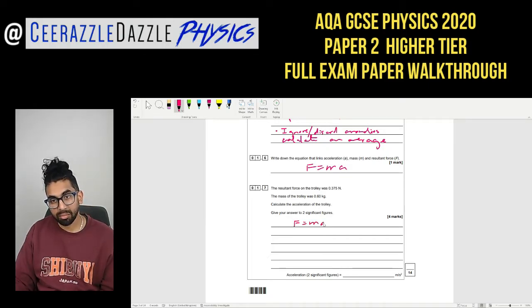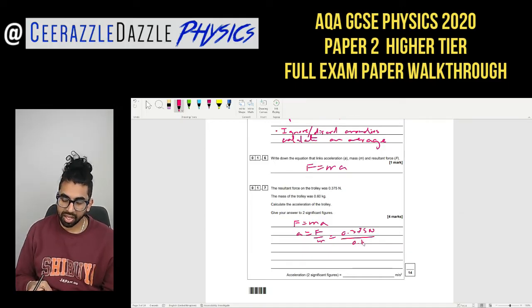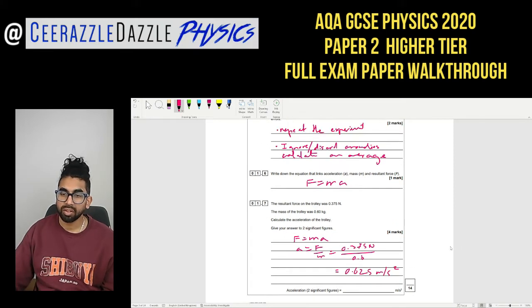F is equal to ma. Therefore, a is equal to F divided by m. So it's 0.375 newtons divided by 0.6. I'm going to put them into my calculator, 0.375 divided by 0.6, and I'm going to get the answer of 0.625 meters per second squared. That's going to be our answer. Oh, and don't forget we have to put this to 2 SF, everyone. I would have lost a mark there, so it's 0.63 is my answer because it's to 2 SF.